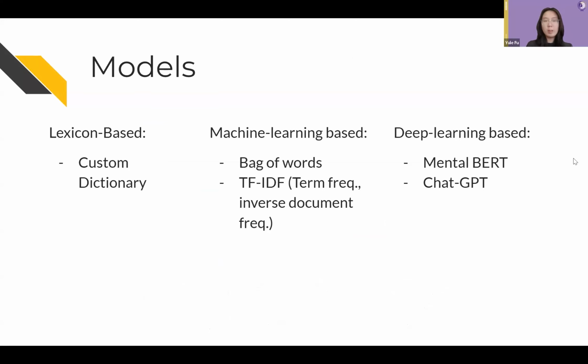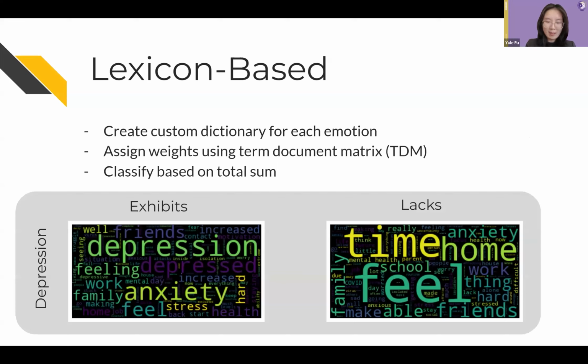Now we use 5 different models to train and to see if they can detect the emotions in text responses. We have lexicon-based, bag of words, TF-IDF, MentalBERT, and ChatGPT. Now to go into what each one does. Lexicon-based is the most simple preliminary model. It generates a dictionary of individual words, which are called unigrams, with an associative value for specific emotions. And we use that dictionary to give scores to the text response.